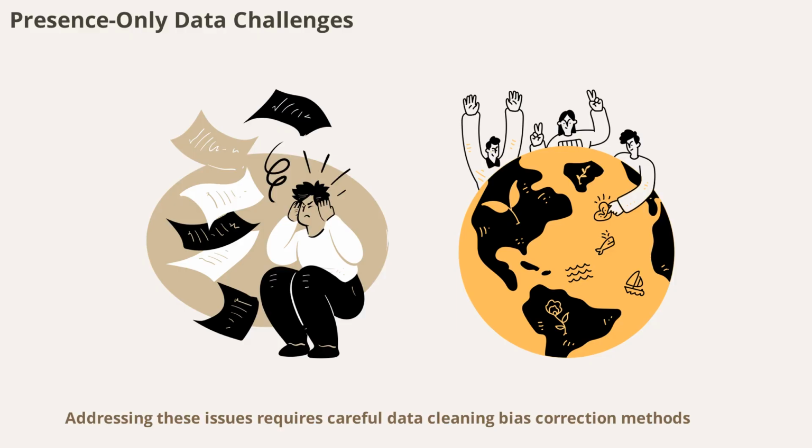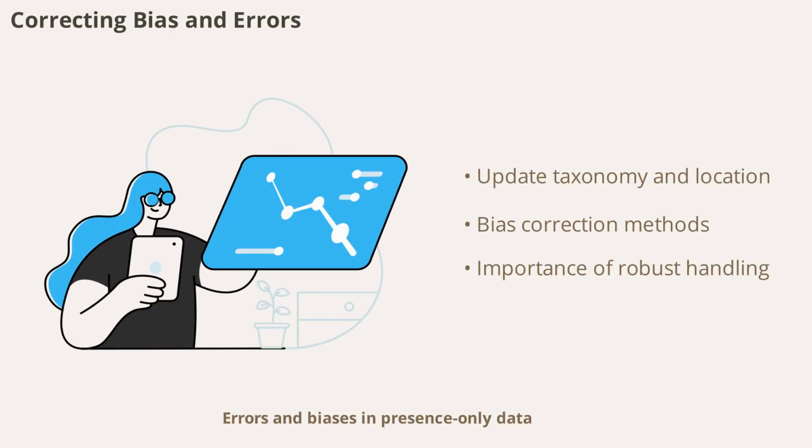Addressing these issues requires careful data cleaning, bias correction methods, and realistic assessment of data quality. Despite their limitations, presence-only data are invaluable for modeling species distributions, especially when other data are unavailable. Errors and biases in presence-only data can sometimes be corrected by updating taxonomies, improving location accuracy, or quantifying uncertainty. Bias correction methods include using information on survey effort, incorporating bias covariates, or leveraging presence-absence data to identify biases.